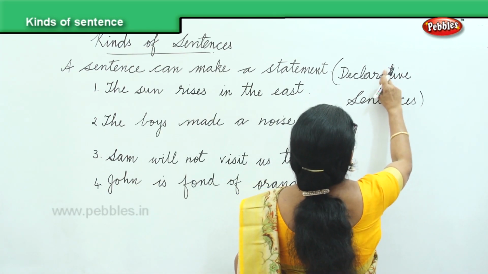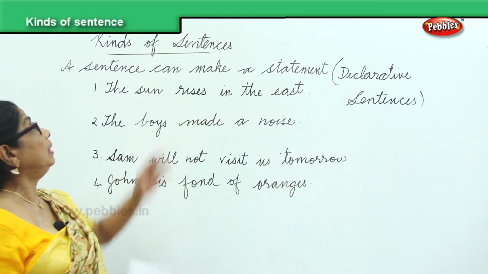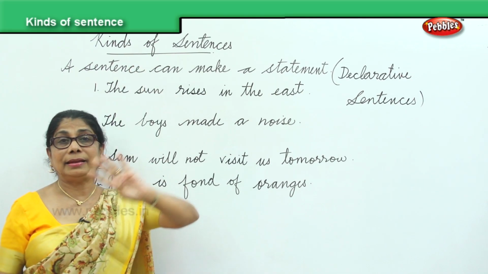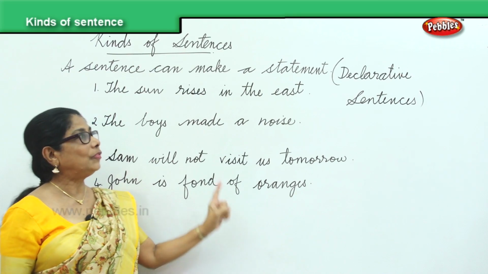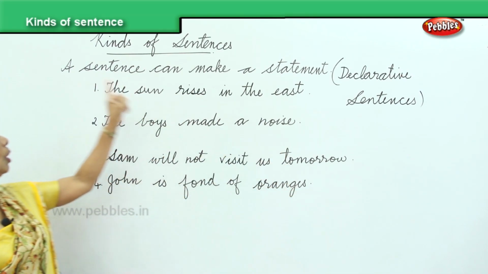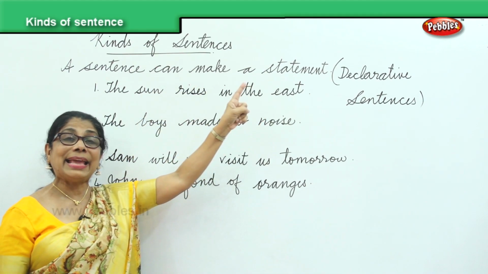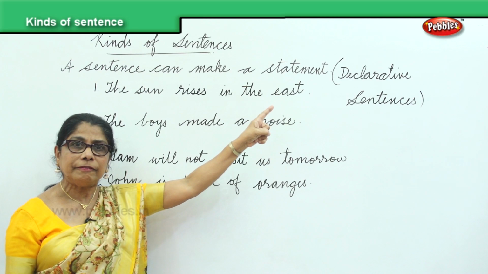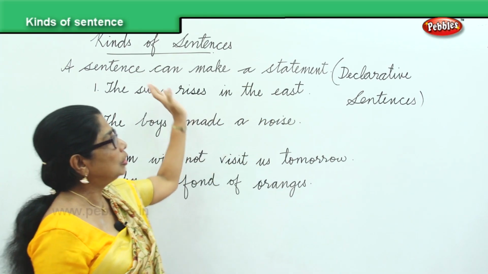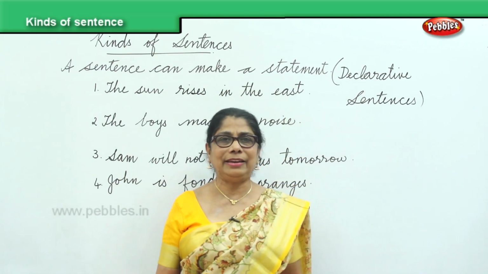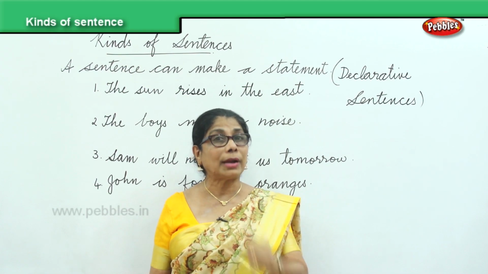Okay. So, what did we learn today? There are 4 kinds of sentences. Kinds of sentences. And we have done one kind. The first kind is the declarative sentence. What do we know? A sentence can make a statement. It can be affirmative. It can be assertive. And we call such sentences declarative sentences. We will do more in the form of exercises for you to grasp better.